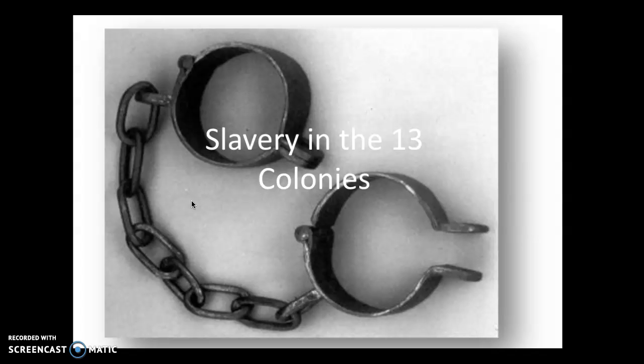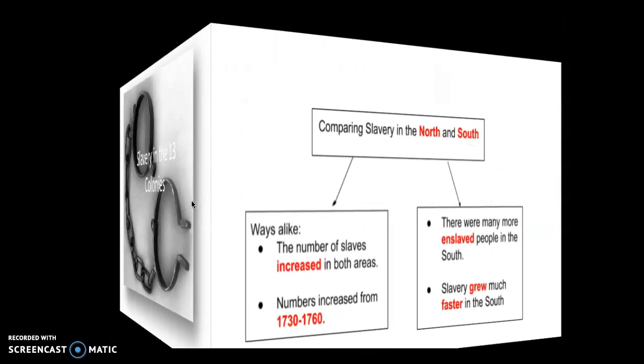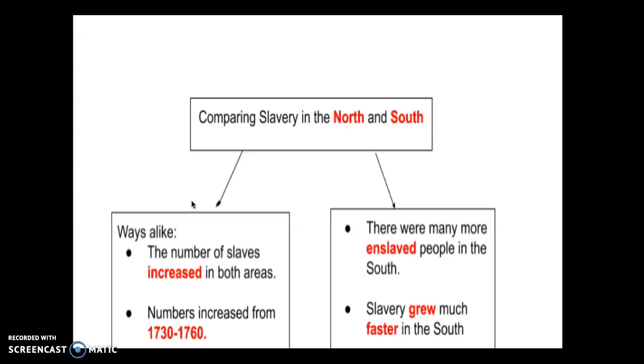Well, slavery in the colonies. So let's take a little bit of time to just look briefly at that. Comparing slavery in the North and the South, ways that they are alike: the number of slaves in both North and South will steadily increase between 1730 and 1760. Ways that they are different: there were many, many more slaves in the South because of the plantation agriculture based on cash crops. And so slavery is going to grow much, much faster as opposed to the North, where they don't have large scale farming.